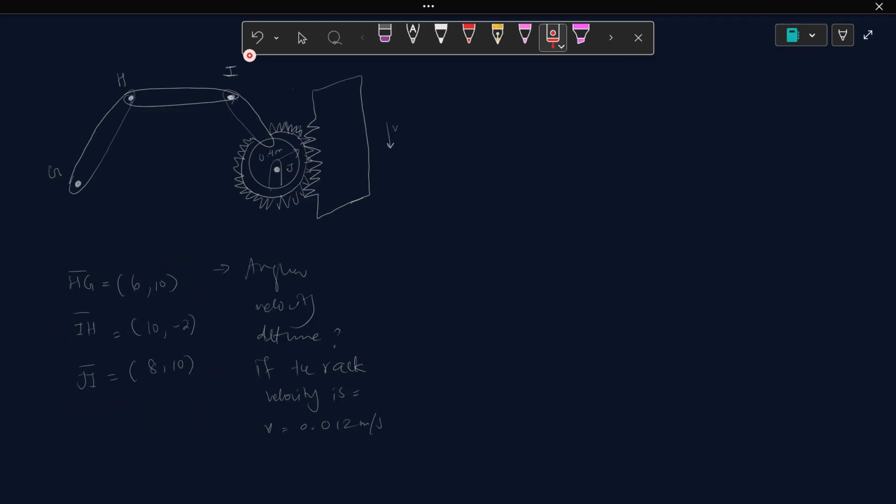What we're asking to figure out in this one is the angular velocity. They're asking to determine the angular velocity if the rack is moving with this velocity given to us. So the rack is moving with this velocity, so what is going to be the angular velocity? Angular velocity in rad per second. So this is what we're trying to determine, the value of w.